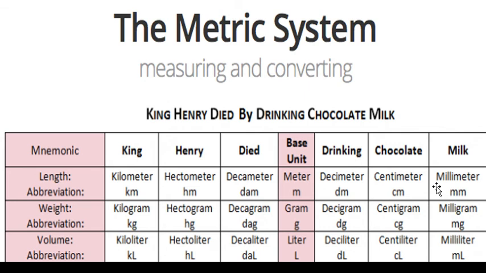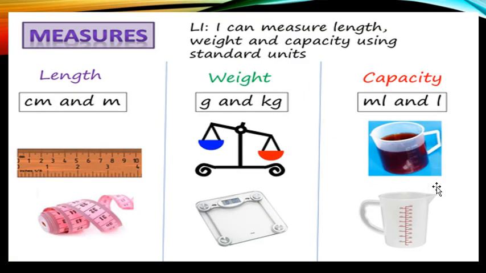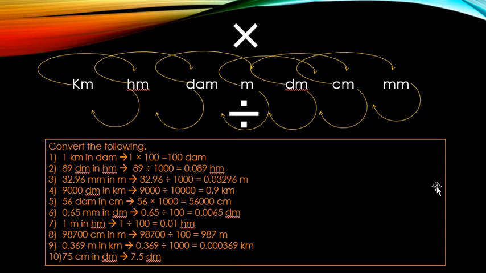Now we are going to learn how we can convert these units to the lower units and the higher units. Over here we have one question: we have to convert 1 kilometer into decameter. So we will jump two times, 1, 2. So we have to multiply this 1 by 100. So 1 kilometer is equal to 100 decameter.